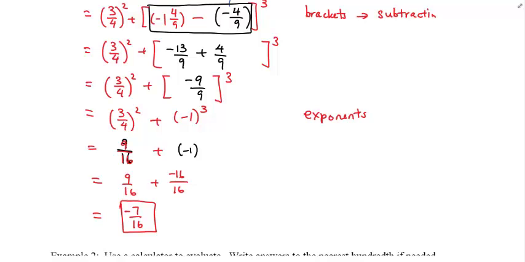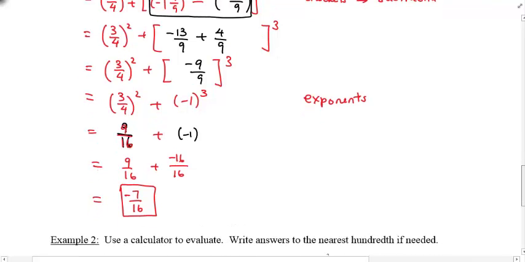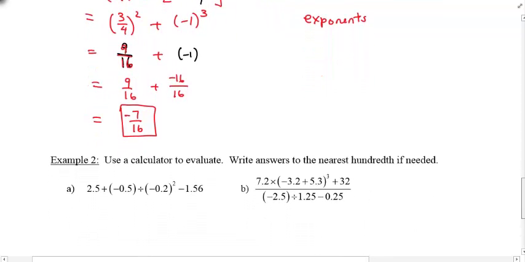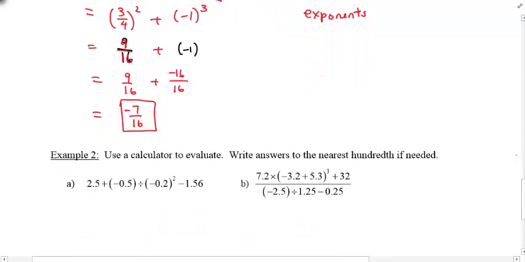Alright, example number 2 involves decimals. The same kind of business. BEDMAS still rules here. But this time you get to use a calculator to help you with the decimals. So looking at part A, okay, which operation should we do first? I see plus, I see divide, I see squared, I see subtract. If you said the square part, you are correct. So let's go ahead and do this part here.